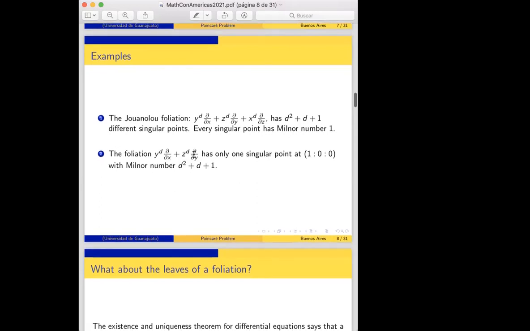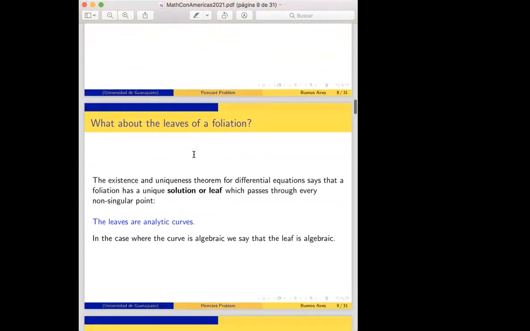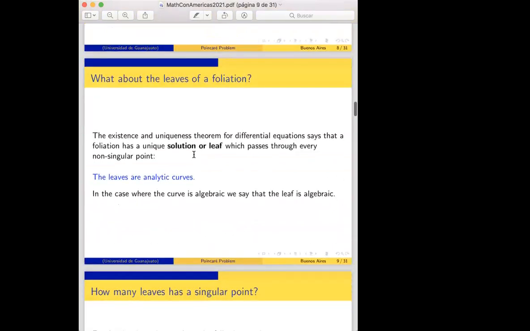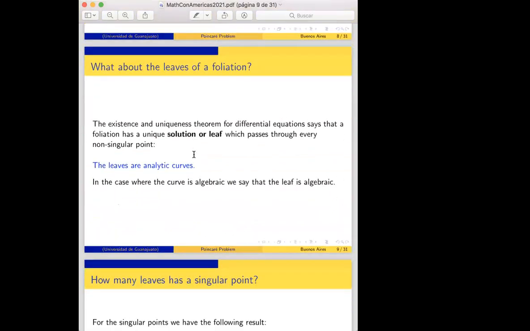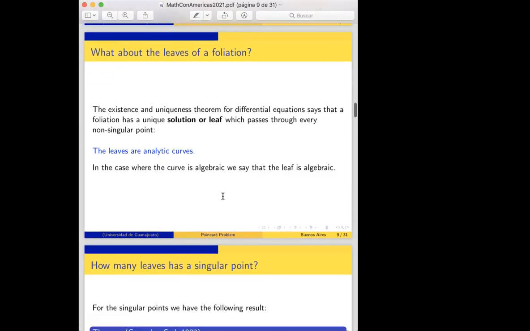Well, now I would like to say something about the leaves of a foliation, the leaves of solution for the foliation. In this context, we also have the existence and uniqueness theorem for differential equations that says that a foliation has a unique solution or leaf which passes through every non-singular point. The leaves are analytic curves always, but in the particular case where the curve is algebraic, we say that the leaf is algebraic.